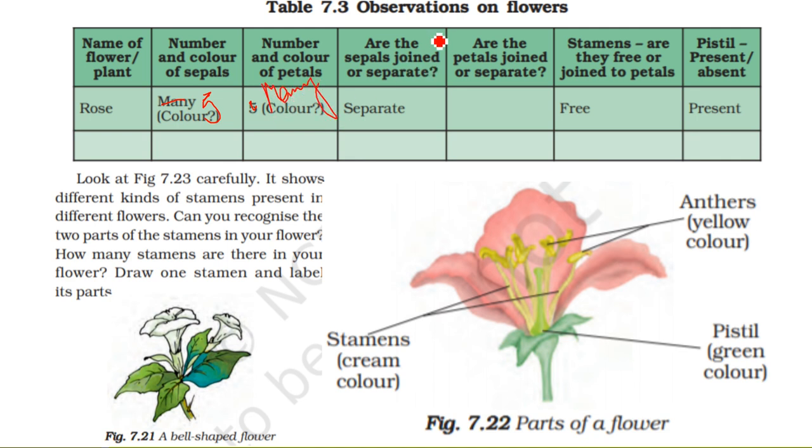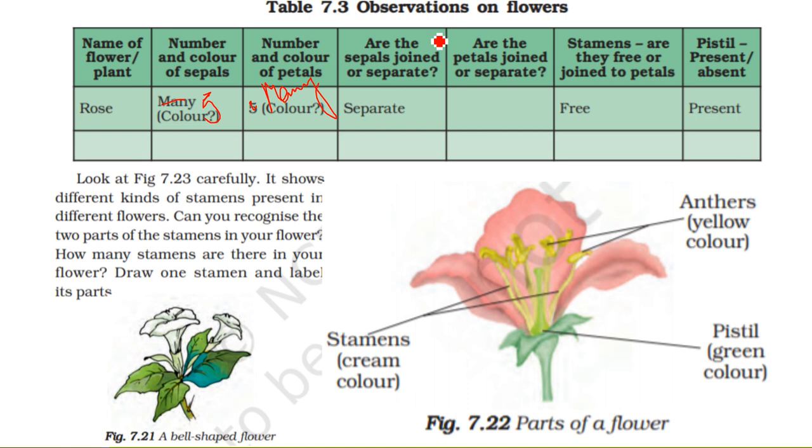Are the sepals joined or separated? We have seen the sepals in the rose plant are separate. Are petals joined or separate? They are separate too. And are stamens free or joined to the petals? In some flowers stamens are observed attached to the petals, but in the rose plant they are at the center, so they are not attached with the petals at all.